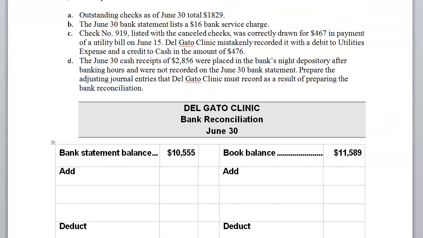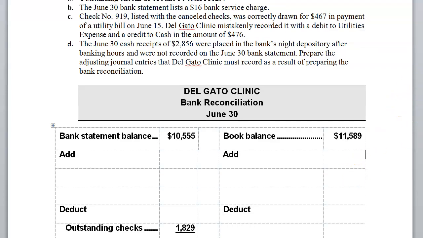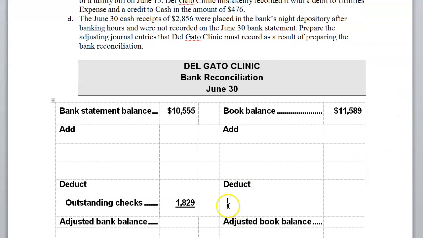On B, the June 30th bank statement lists a $16 bank service charge. If your bank charges you a service charge or a check charge or some kind of fee, typically they'll record that the last day of the month. So the bank has recorded it, but we have not yet recorded it in our general ledger. So that's going to be a reconciling item. We're going to subtract it from our book balance.